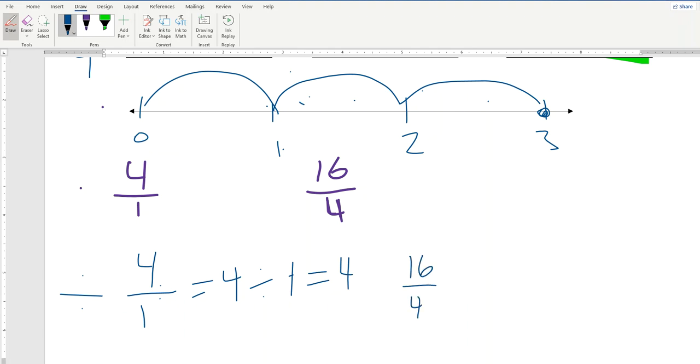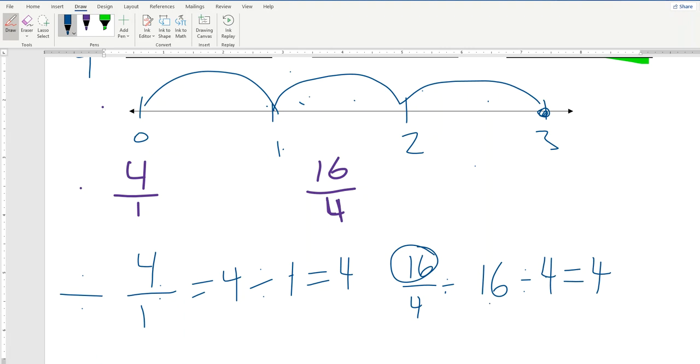Let's look at 16 over 4. So remember that line works the same as a division symbol. And in division, the bigger number typically goes first. But in fractions, the top number always goes first. So 16 divided by 4 is 4. Remember, 4, 8, 12, 16.